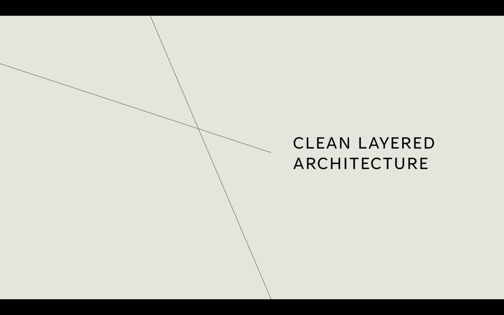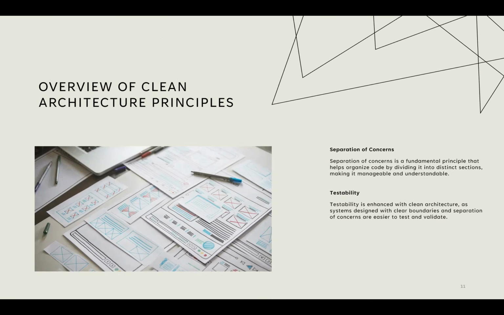Clean layered architecture is a design pattern that separates concerns across different layers, enhancing organization and maintainability. It promotes a clear structure that allows each layer to focus on its responsibilities. Clean architecture principles emphasize separation of concerns and testability. This creates systems that are easier to manage and evolve over time.